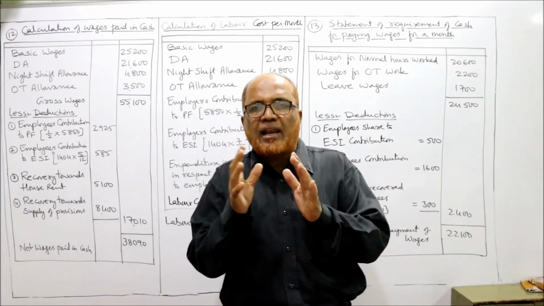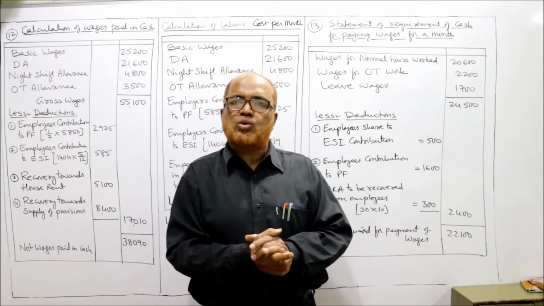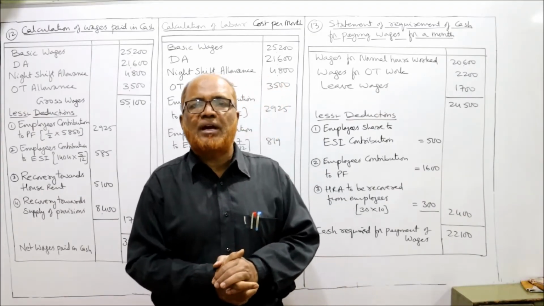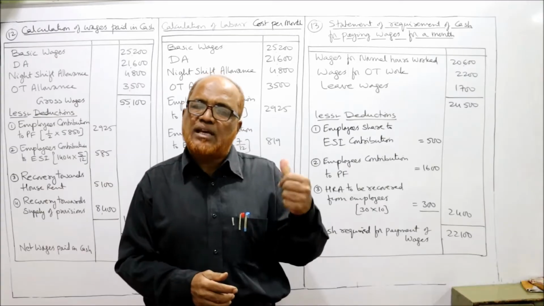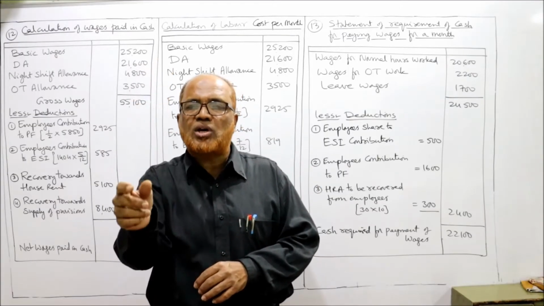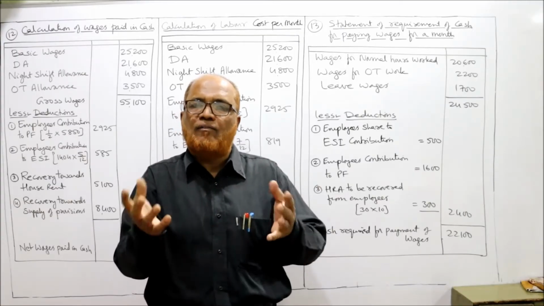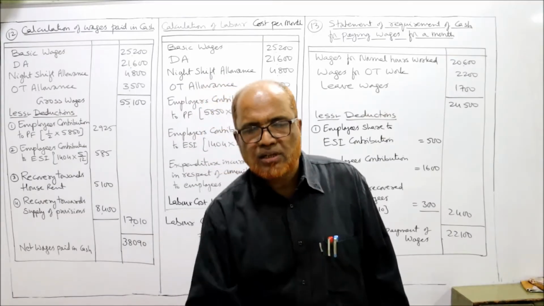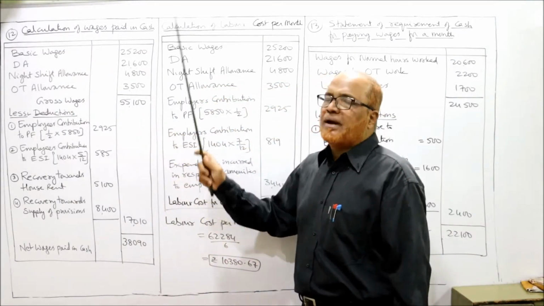While calculating the amount payable in cash to the workers, we take the gross wages. From gross wages, we make the deductions. Whereas in labor cost calculation, we take all expenditure incurred by the employer, whether in cash or non-cash. Now first you see the calculation of wages paid in cash.